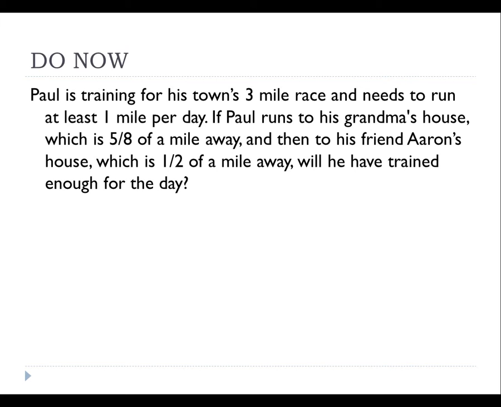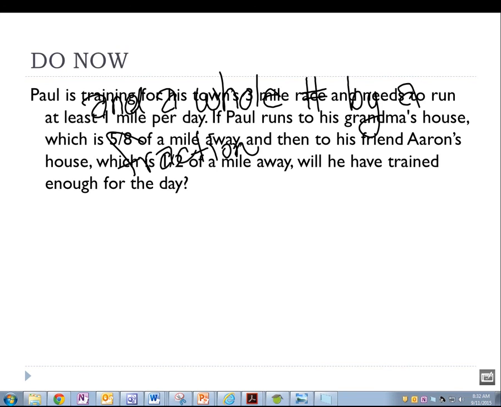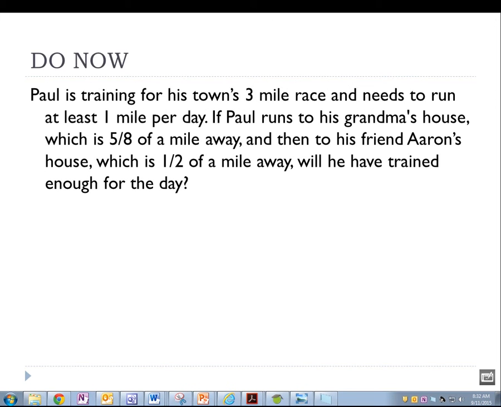Will he have trained enough for that day? Let's break this down and see. His town's 3-mile race needs him to run at least 1 mile per day. If Paul runs to his grandma's house, which is 5/8 of a mile away, then to his friend's house, which is 1/2 of a mile away, would that be multiplication or division? It's addition.